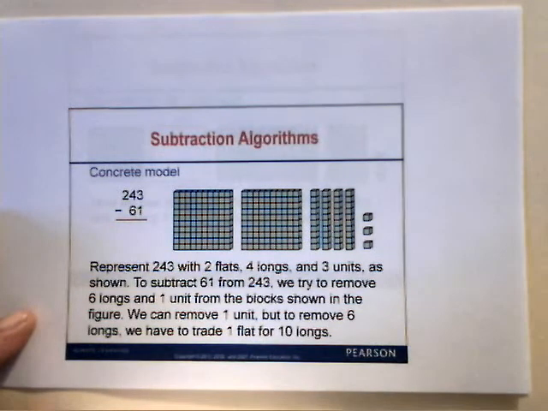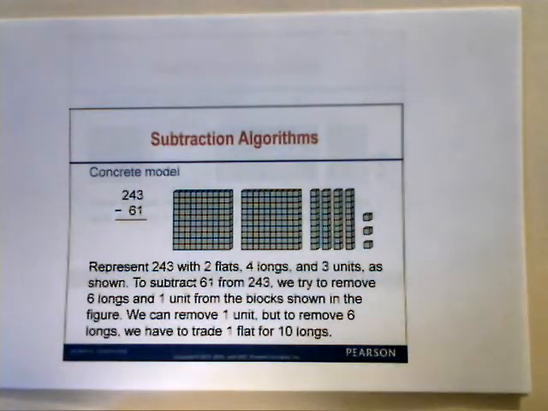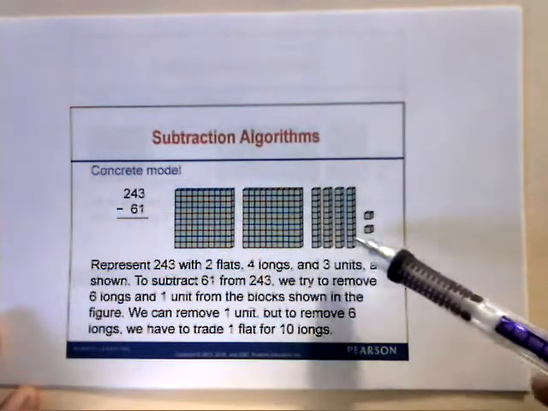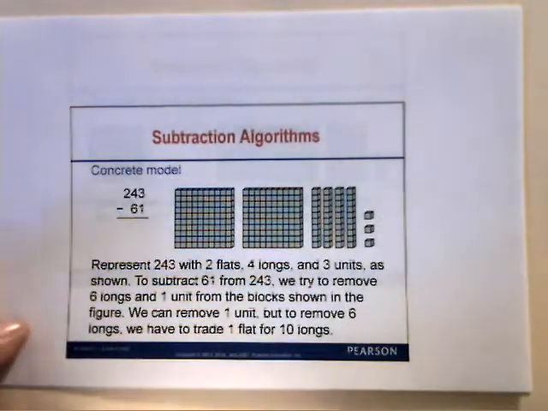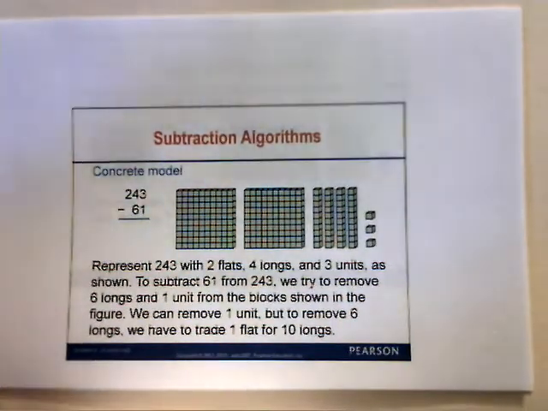Now let's look at some algorithms for subtraction. Okay, now let's look at a concrete model for this situation. 243 minus 61. Now we represent the 243 with 2 flats, 4 longs, and 3 units, as shown. So we want to subtract 61 from 243. We try to remove 6 longs and 1 unit from the block shown in the figure.